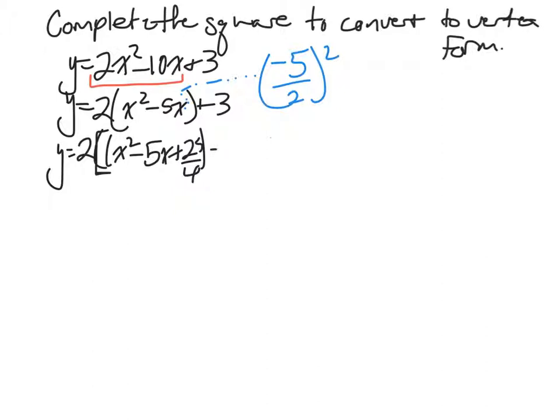So that's minus 25 over 4, close square bracket. And right here, there's our 0 pair. We've got our positive 25 over 4 and our negative 25 over 4, which combine to make 0. And then we can't forget about our plus 3. So next I'm going to write y equals, and we can move this out of the brackets by multiplying it by 2.